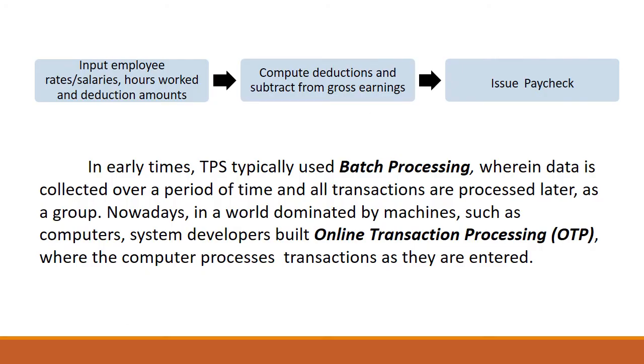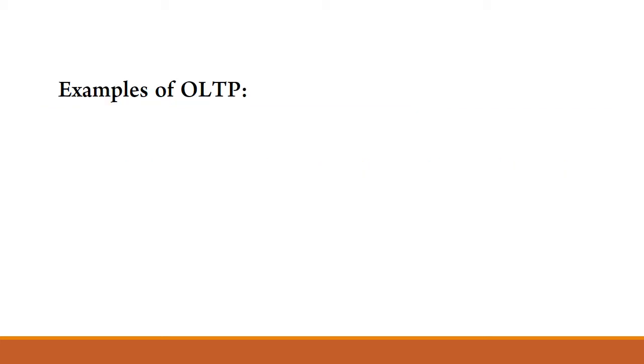In early times, TPS typically used batch processing, wherein data is collected over a period of time and all transactions are processed later as a group. Nowadays, in a world dominated by machines, such as computers, system developers built online transaction processing, where the computer processes transactions as they are entered.